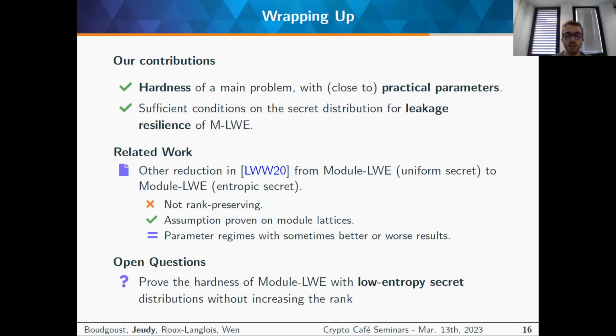And so one of the main open questions that is still present after all of this is whether we can prove the hardness of module LWE with very low entropy secrets, like binary secrets or ternary secrets, but without having to increase the rank too much, to keep a rank that is practical and that we can use, say, for designing encryption or signatures. So this is the main bottleneck and the main research question that I want to convey at the end of all of these works.